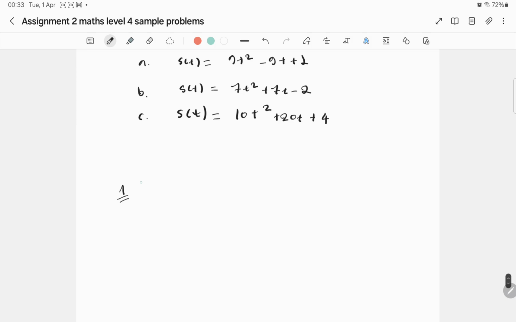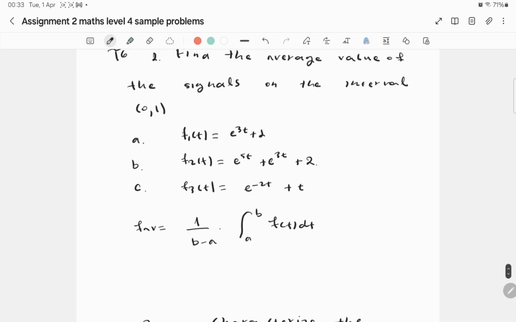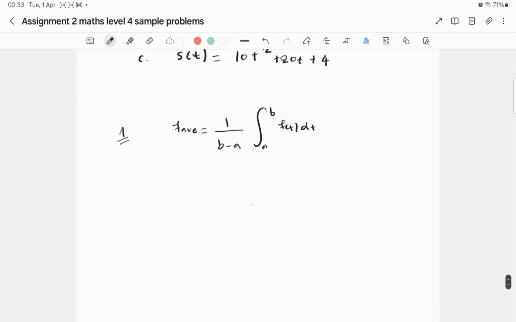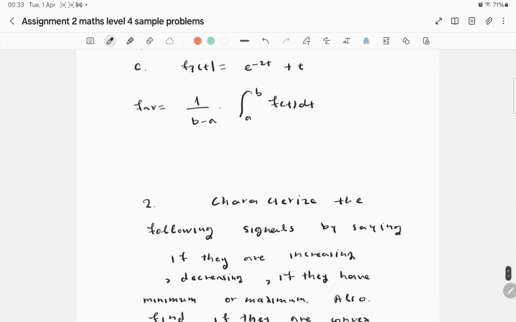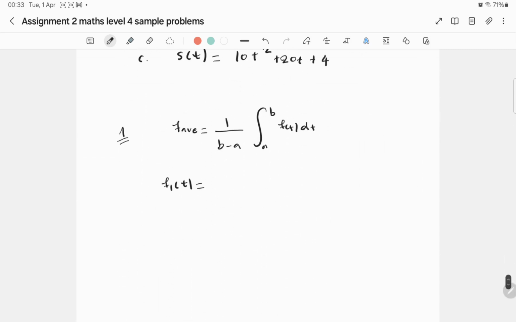Let's start with the first question. The average of the function is 1 over b minus a, integral from a to b, f of t dt. So the average of the first function, f1 of t, this function is e to the power of 3t plus 1.